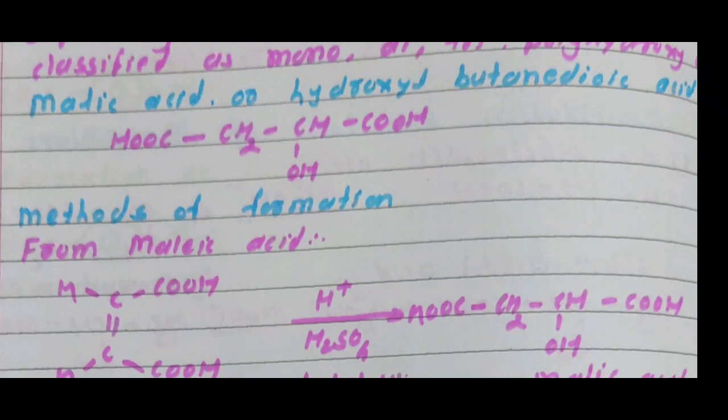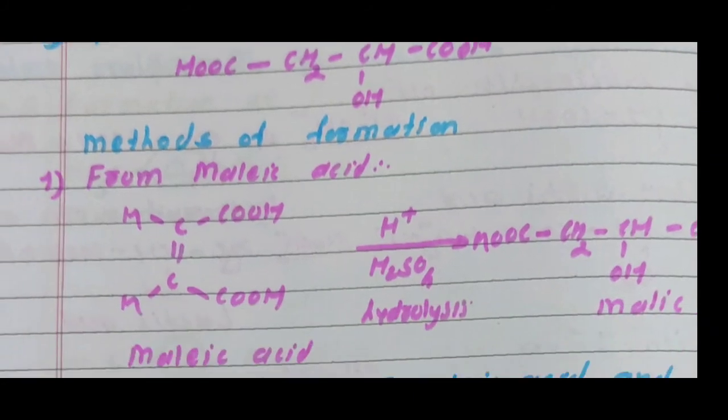There are two methods of formation of malic acid. First method, from maleic acid. Here maleic acid contains a carbon-carbon double bond and malic acid contains two COOH groups. Maleic acid is CH COOH, C double bond C, CH COOH, that is, the COOH groups are on the same side of the double bond. This is the cis form, maleic acid.